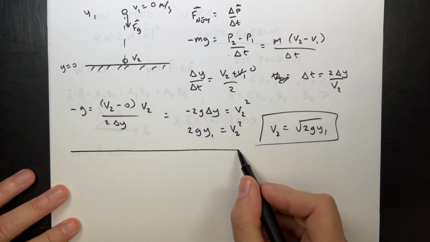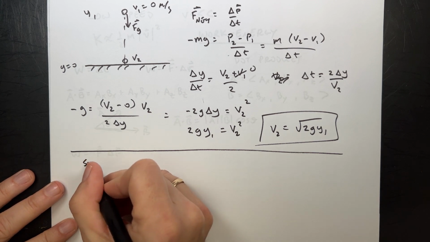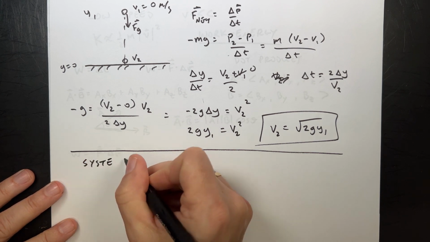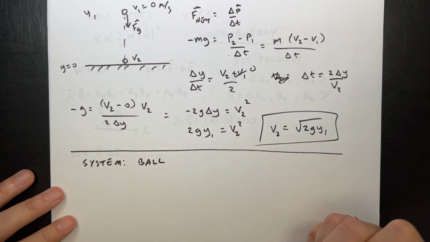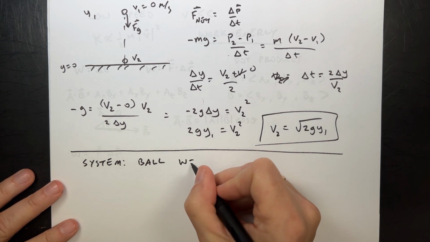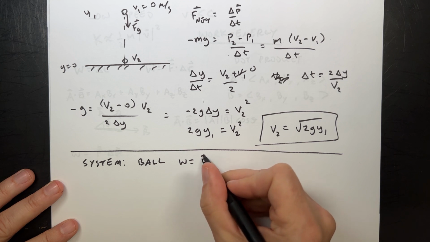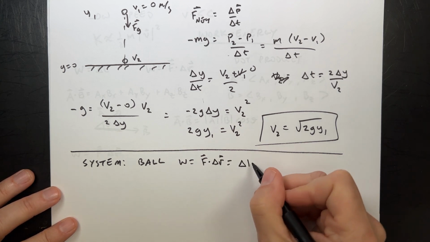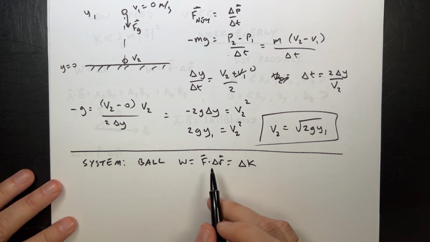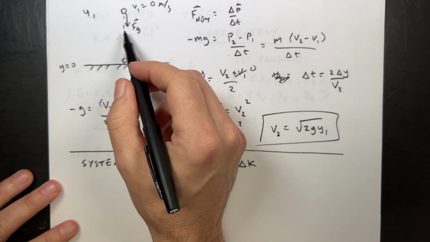Now let's do this with the work energy principle. So the first thing I'm going to do, and we'll talk about this in a second, is I'm going to say the system of just the ball. And I'm going to say the work is F dot delta R, and that's going to be equal to the change in kinetic energy. So what's the work done on the ball by this force as it moves down?